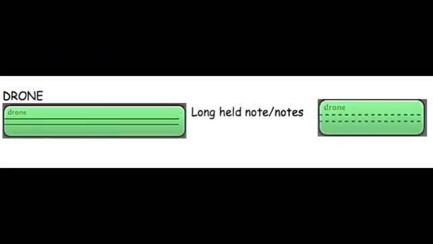First up, let's look at drone. This is just simple holding notes or just repeating the same notes again and again. That would sound like this.